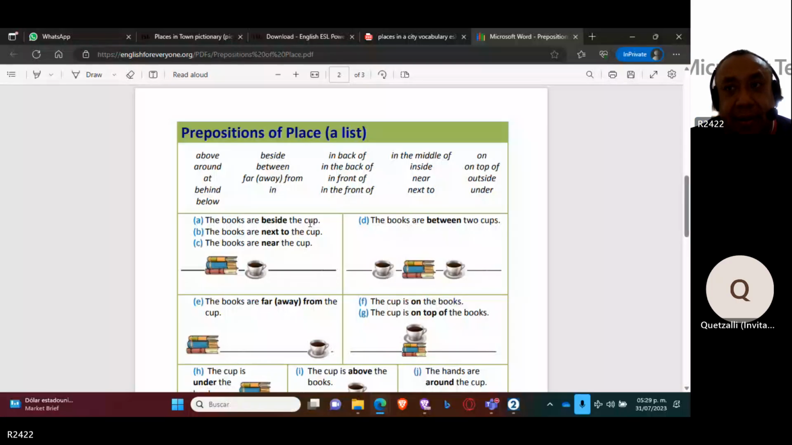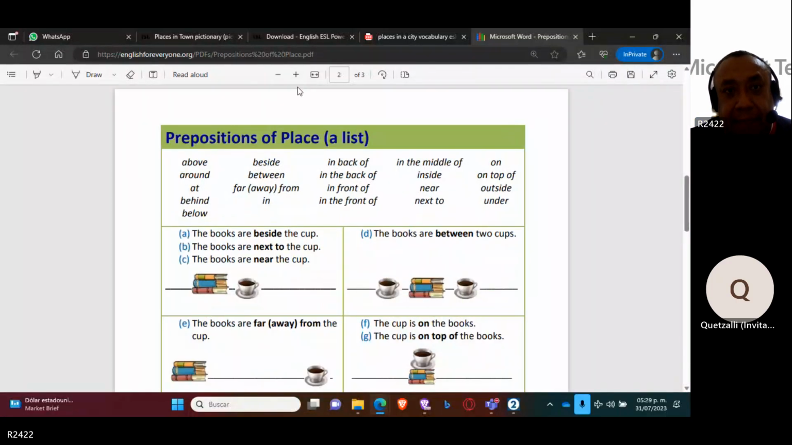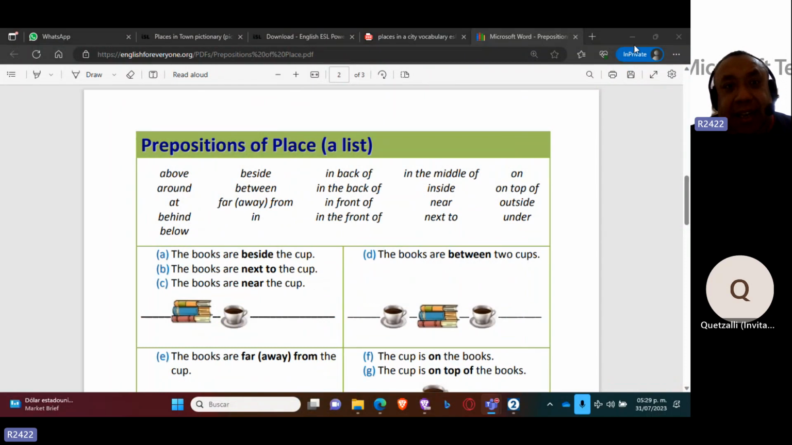So, let's continue. Okay. Perfect, Casari. Okay, so let's see. Let's see some place prepositions. For example, here, okay? Okay, so you repeat with me.